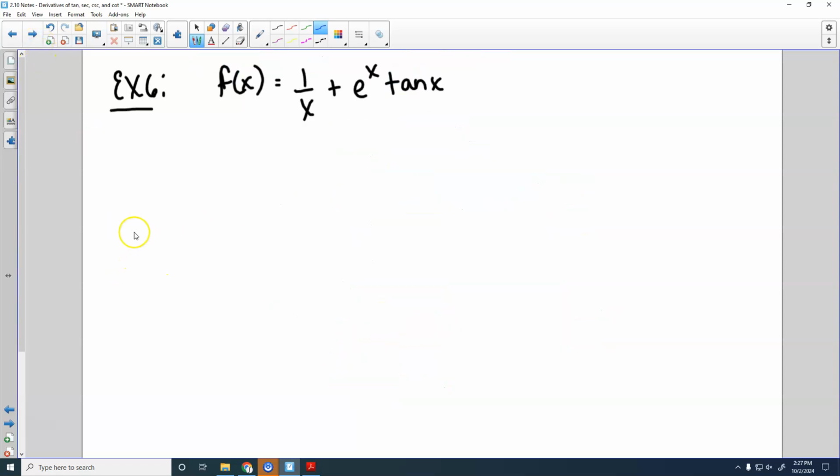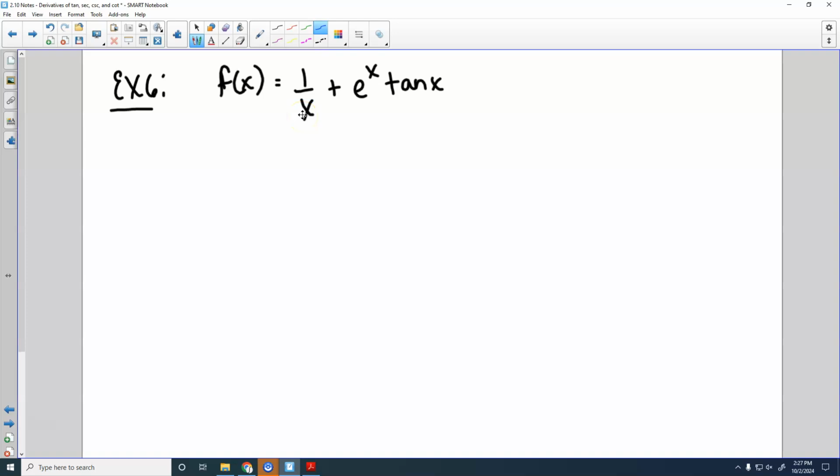All right. We're going to do one more. Let's look at this one. We've got 1 over x plus e to the x tangent x. So we've got a lot of stuff going on here. We've got 1 over x, and then we've got an e to the x times tangent x. For this first part, what are we going to have to do here? What do I need to do to take that derivative?